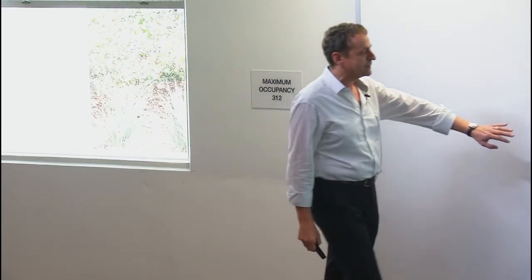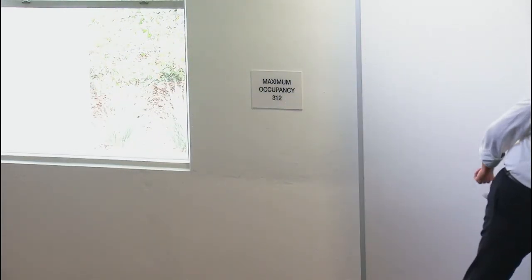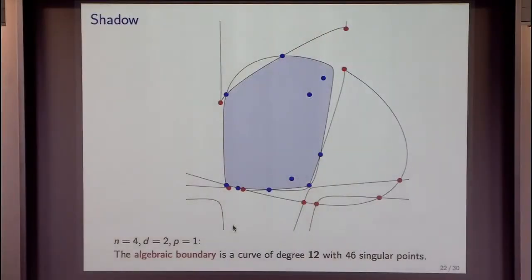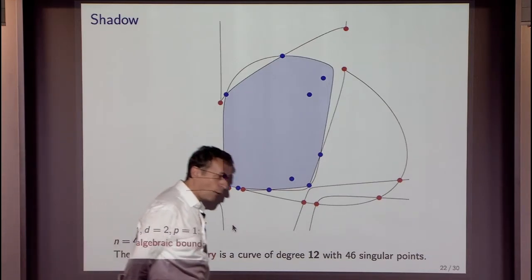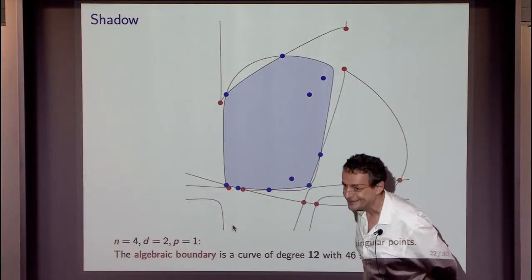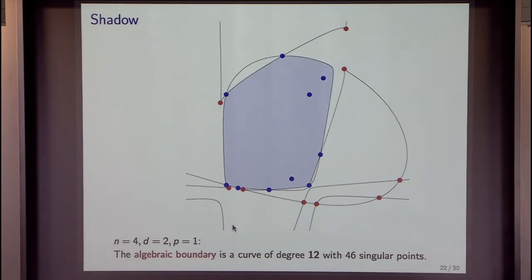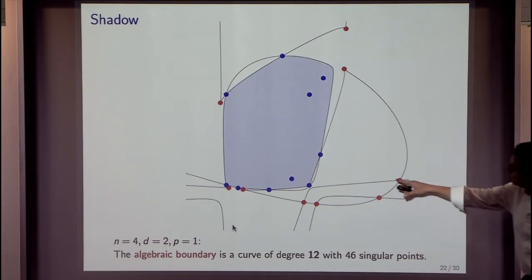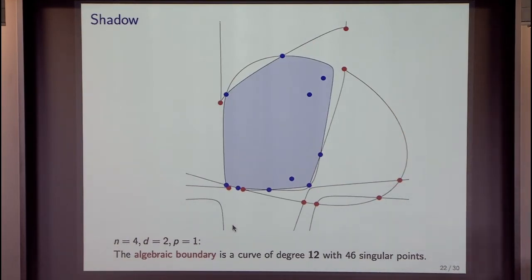So here's what happens if n is 4, d is 2, and p is 1. The algebraic boundary of the spectrahedral shadow will be a curve of degree 12. Because I have a quartic surface, the ramification locus is given by taking a derivative. The derivative of a polynomial of degree 4 has degree 3. 4 times 3 is 12. So by Bezout's theorem, the ramification curve is a curve of degree 12.